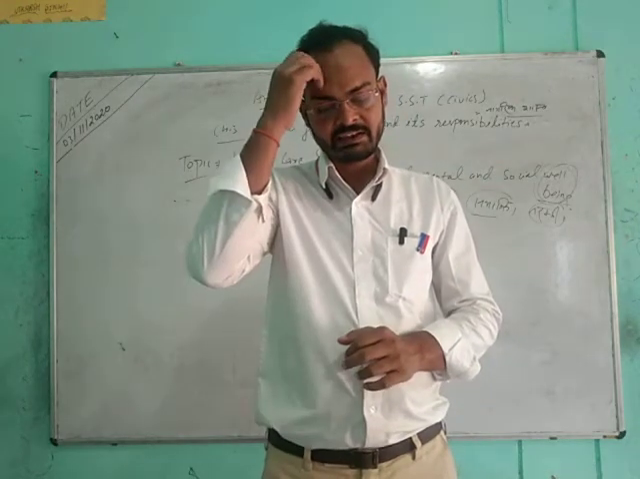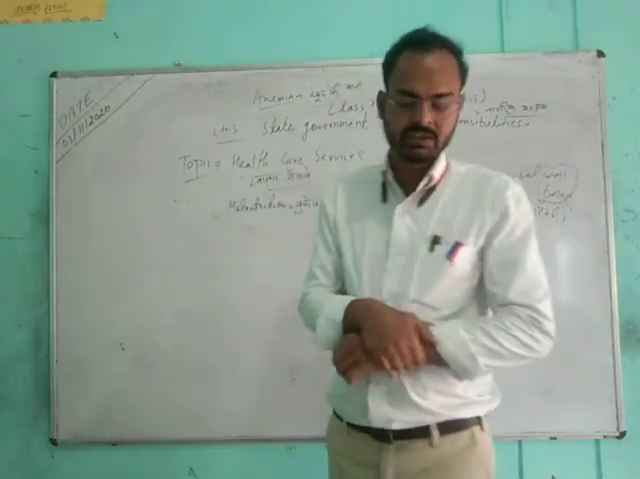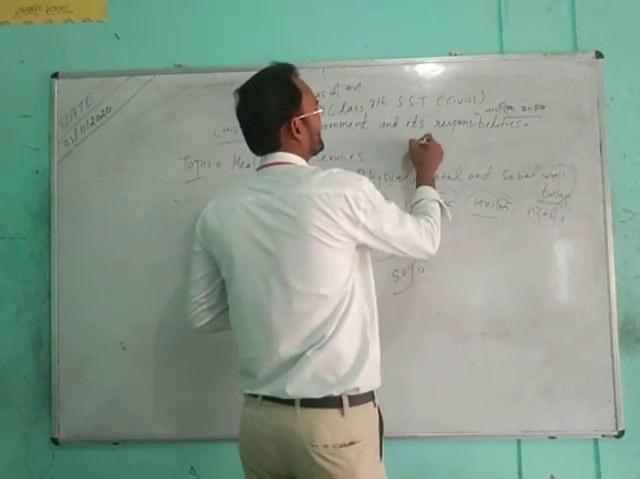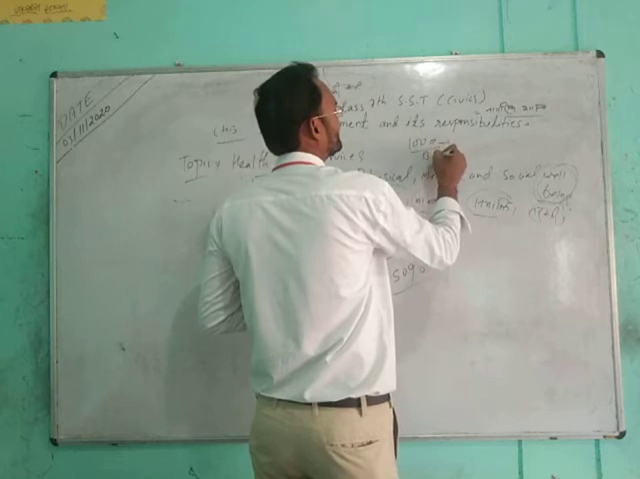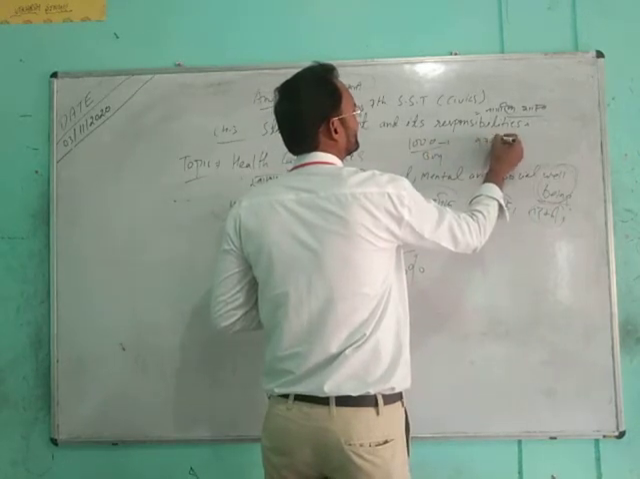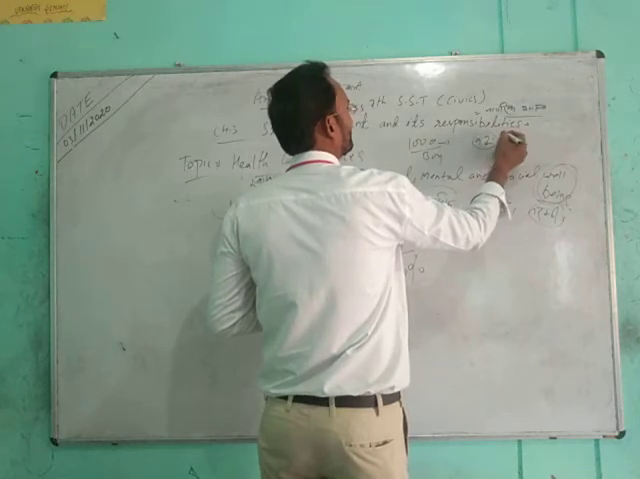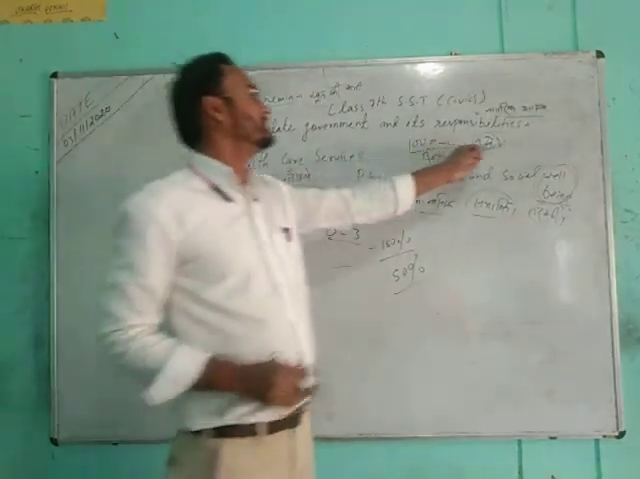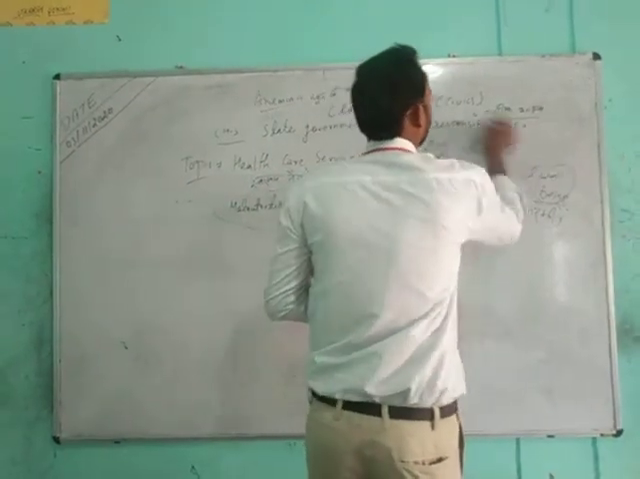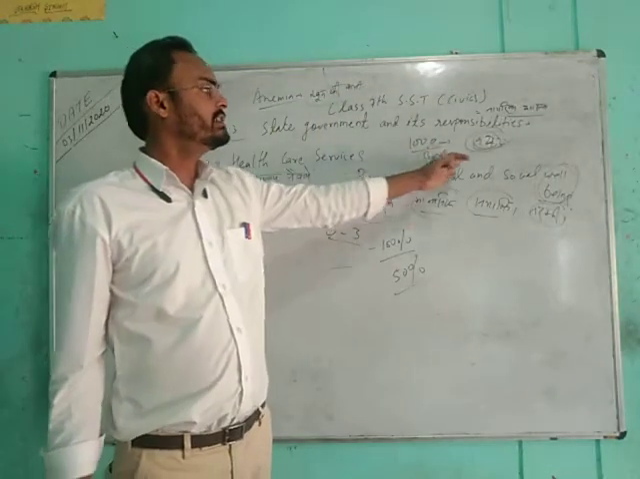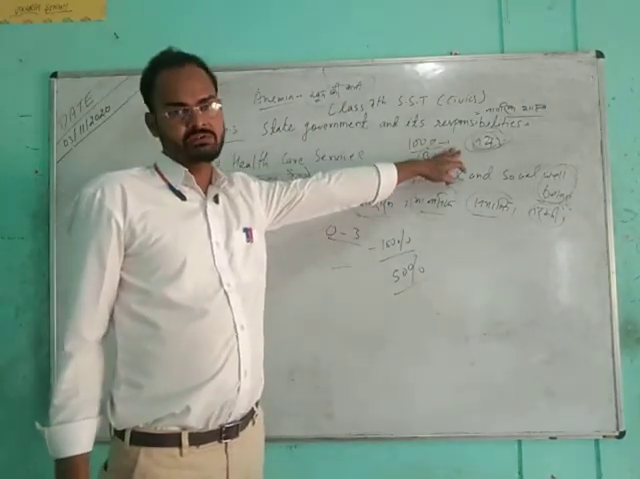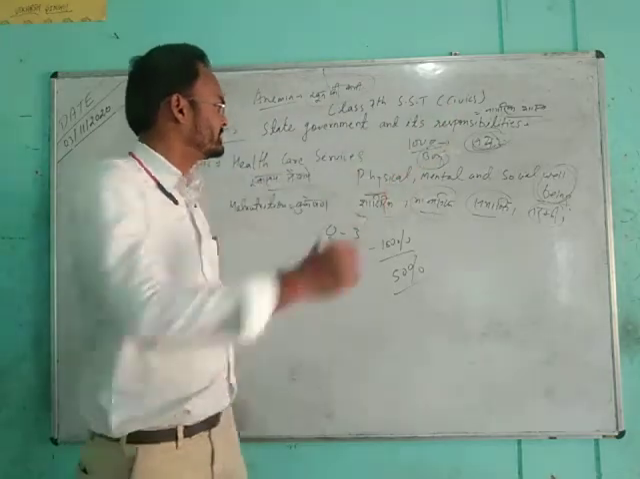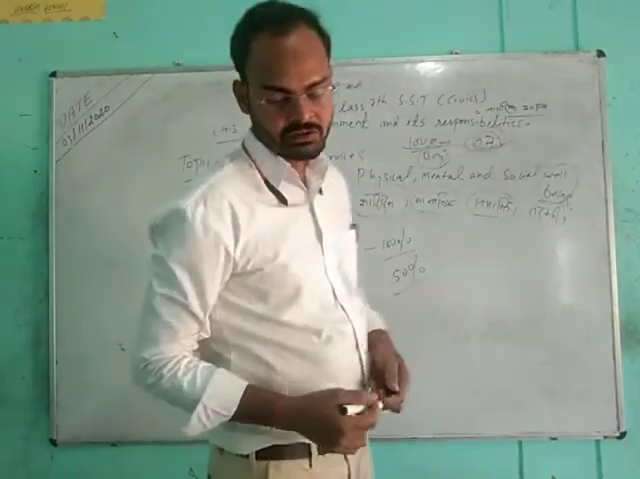And next we see raising the sex ratio in the age group of 0 to 6 years. We know the ratio of gender equality in India: for 1,000 boys, there are 972 girls or something, which is less. This is gender equality, and we can also call it the sex ratio. This gap has to be overcome, it has to be equal. So this is also our target.